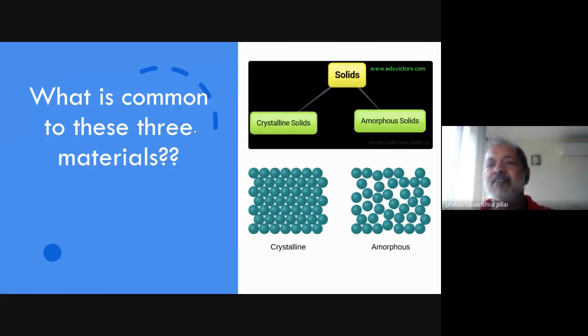Coming back to solids, they can be divided into two categories. One is crystalline solids, and the other is amorphous solids. You all understand the meaning of a crystalline solid? This figure may not show the crystalline nature clearly. Crystalline nature means there is a periodicity: the atoms are arranged in a regular fashion. Then we talk of a crystalline material. And in amorphous solids, there is no such order.